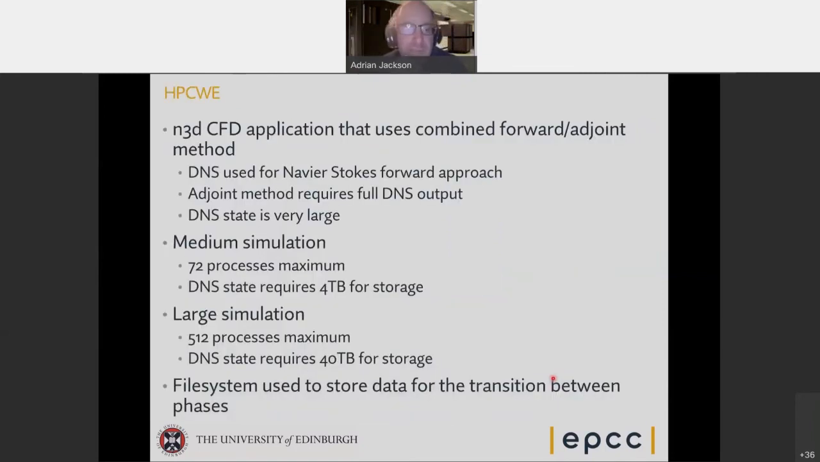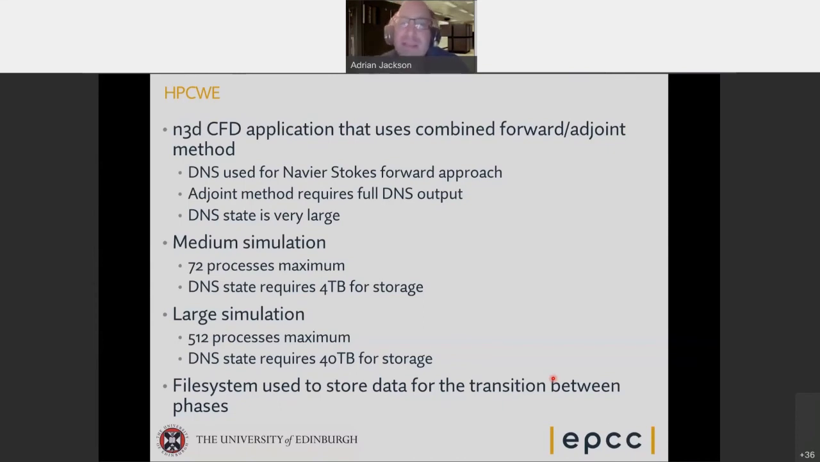That was a previous project. That's not what we were doing here, particularly in HPC wind energy. What we were doing here was looking at a similar kind of use case, but with an application called N3D. N3D is a joint forward adjoint method where it uses a DNS approach to do the forward step. It collects all the data from that and then does an adjoint method on the full output of the DNS forward step at the end.